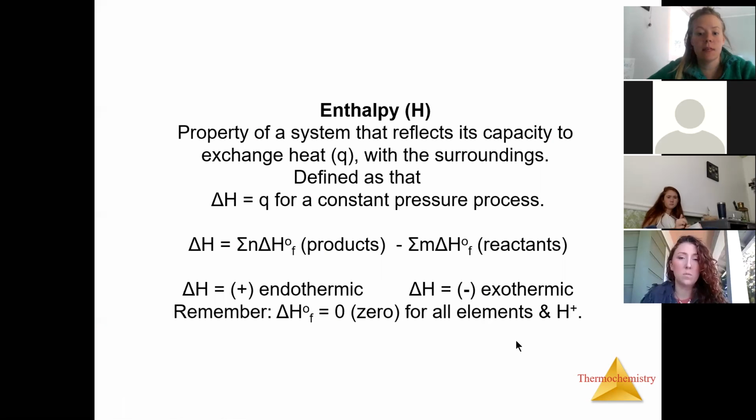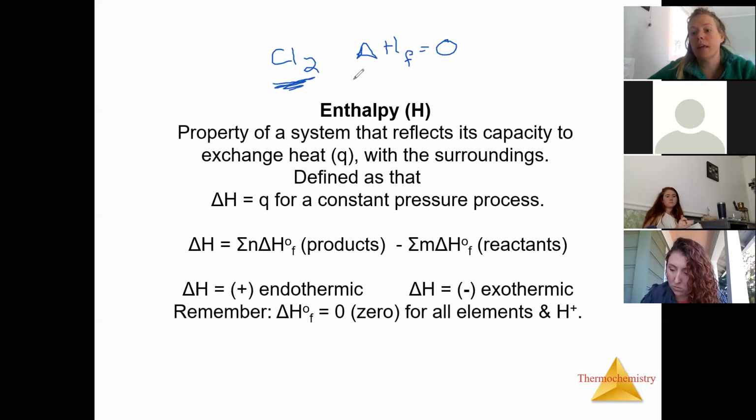So if I had something like Cl2, the delta H of formation is going to be 0 for this. Any element, it's going to be 0. So sometimes the delta H of formation isn't given for the individual elements. It's assuming that it's going to be 0.